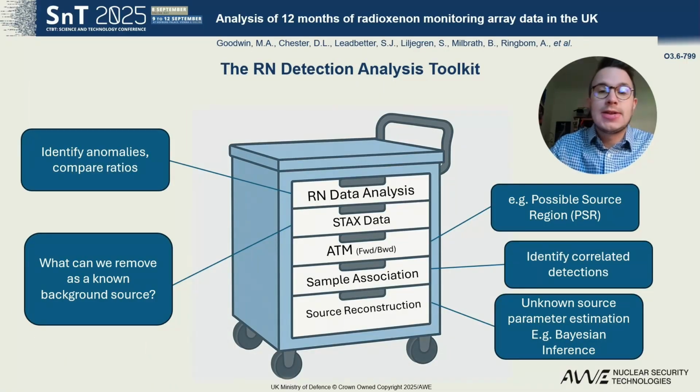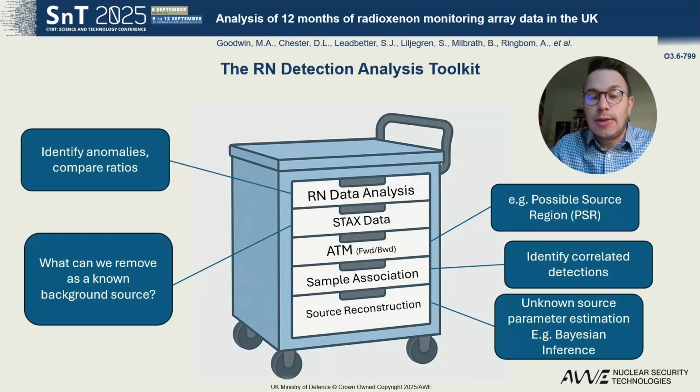So thinking about the analysis toolkit that we have at our disposal when analysing data like this, we can look at the radionuclide data itself. We need to look for anomalies within that data set. We can compare isotopic activity ratios as well. We can then use stack data. There was a stack monitor installed at Hartlepool giving us what we considered ground truth. Can we use that to remove known background interferences? Similarly, we had access to stack data from IRE, which was the biggest nuisance source in the background for us.